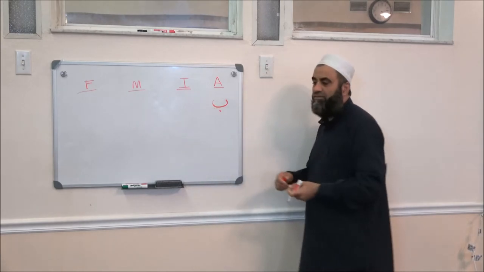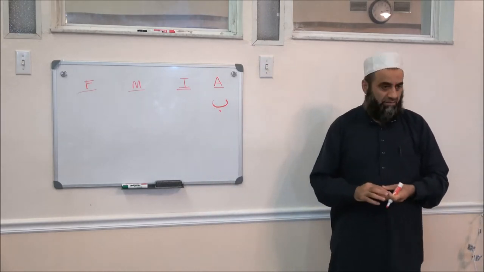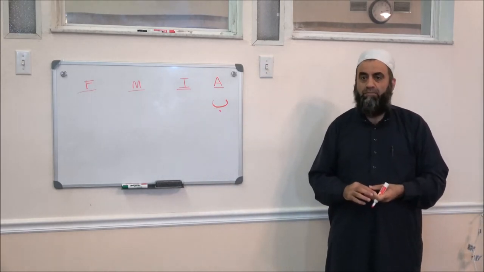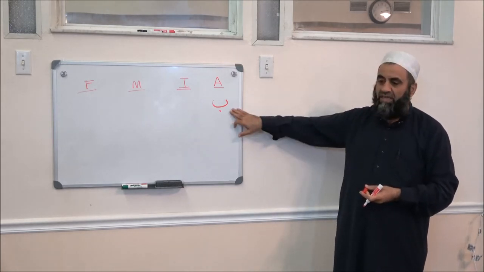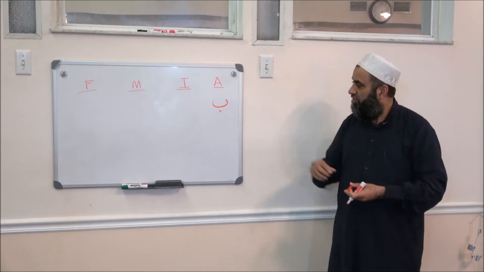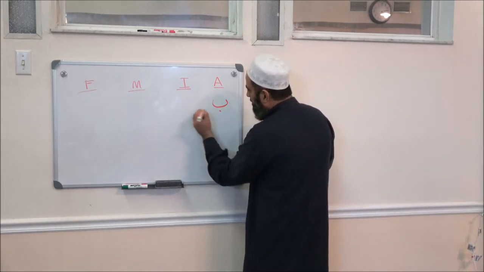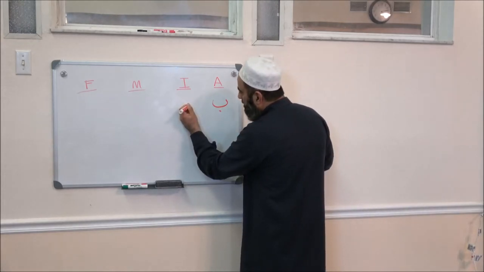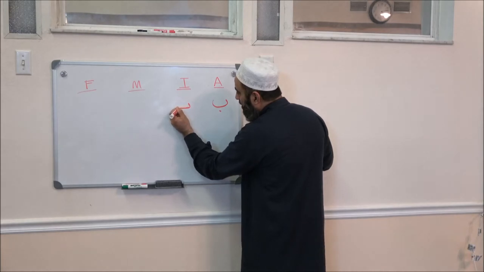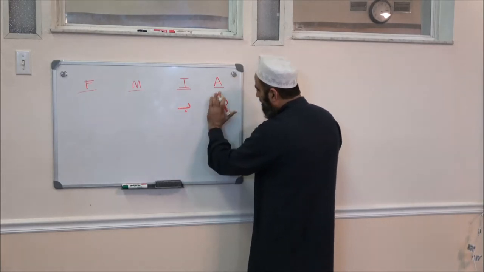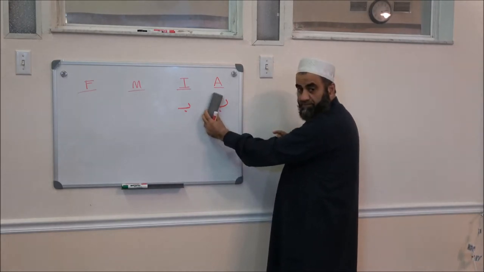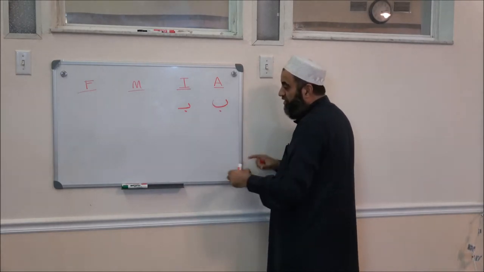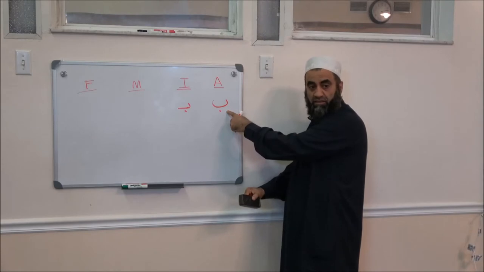What was this letter? Ba. Sounds like ba, like B. This family uses the face form, which is the first part of the letter. This is the first part of the letter. And this is the face form. And this is the full form.